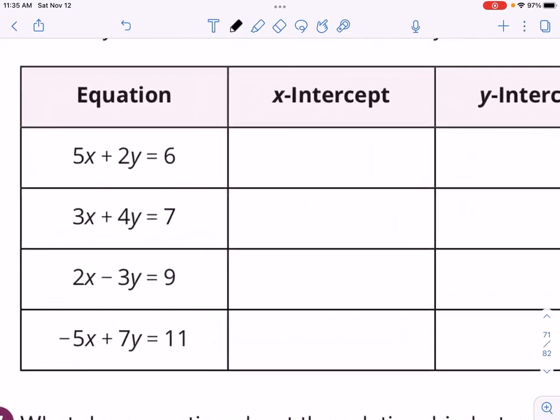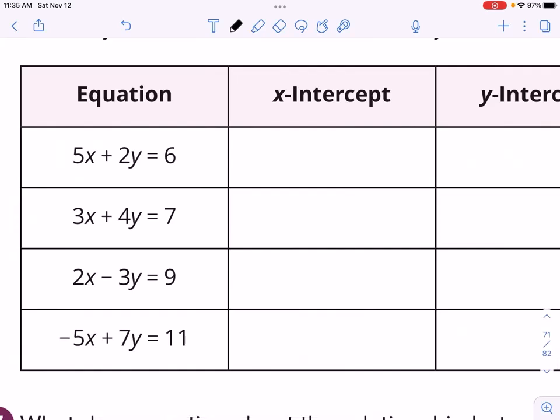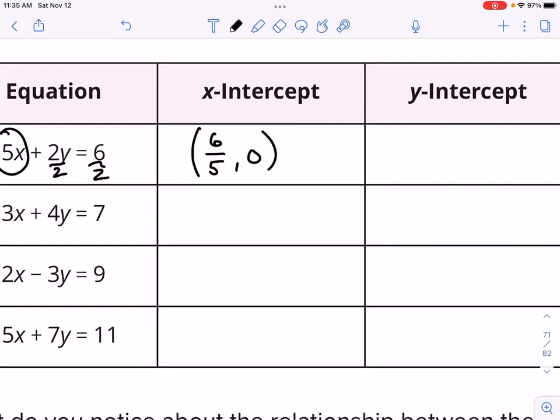So this would require us solving quite a bit of equations. It says for number 6, for each equation, determine the x-intercept, y-intercept, and the slope. To determine the x-intercept, remember y is 0. If you divide both sides by 5, the x-intercept would be 6/5, 0. For the y-intercept, that's where x is 0. If you divide both of these by 2, 6 divided by 2 is 3. So that would be 0, 3.